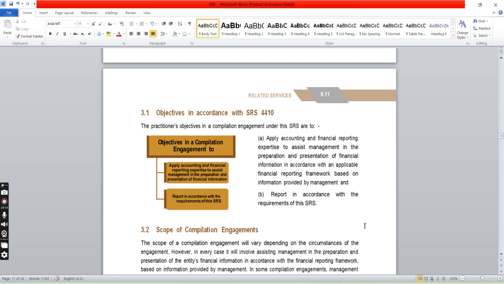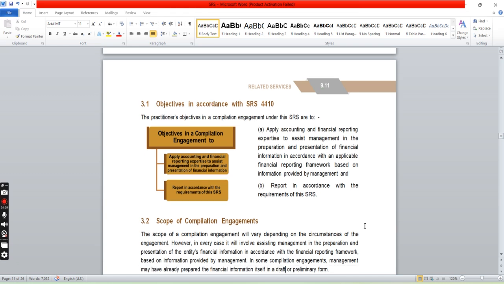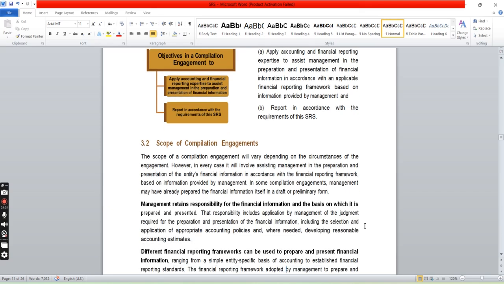So you need to apply the accounting and financial reporting expertise so that you will assist your management in preparation and presentation of financial information in accordance with the applicable financial reporting framework, which is based on the information provided by the management. You will report in accordance with the requirement of the SRS. What will be the scope? The scope of a compilation engagement may vary depending on the circumstances of the engagement.